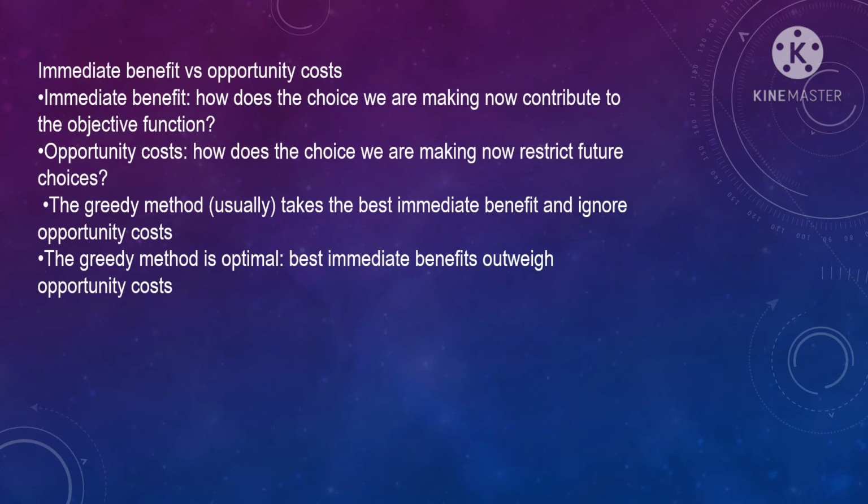Immediate benefit versus opportunity cost. Immediate benefit: how does the choice we are making now contribute to the objective function? Opportunity cost: how does the choice we are making now restrict future choices? The greedy method usually takes the best immediate benefit and ignores opportunity cost. The greedy method is optimal when the best immediate benefits outweigh opportunity cost.